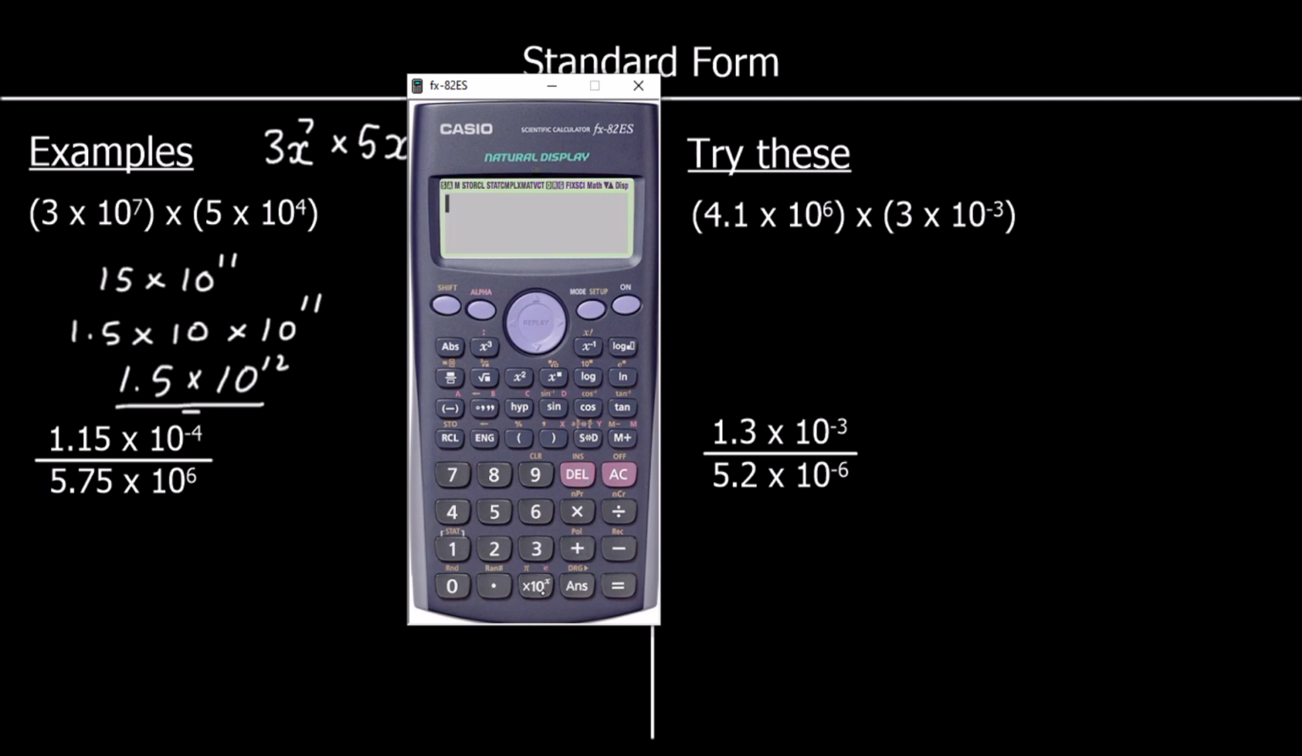there's a standard form button on the calculator, which we need to know about. So we've got 1.15, and then the standard form button is down the bottom, and we just write the power. So 1.15 times 10 to the power of negative 4. Then on the bottom of the fraction, 5.75 times 10 to the power of 6. So it's given us an answer. It's given it in standard form, and it's 2 times 10 to the power of negative 11.